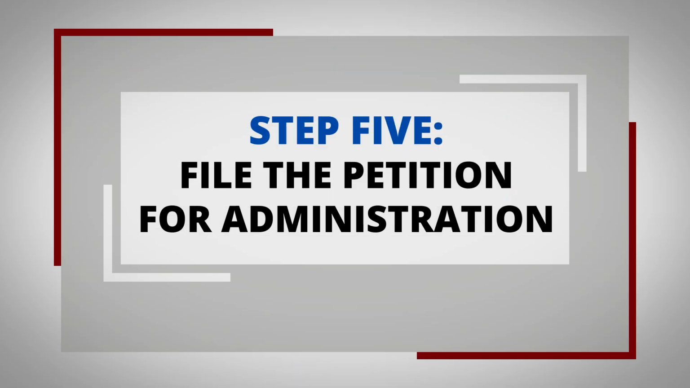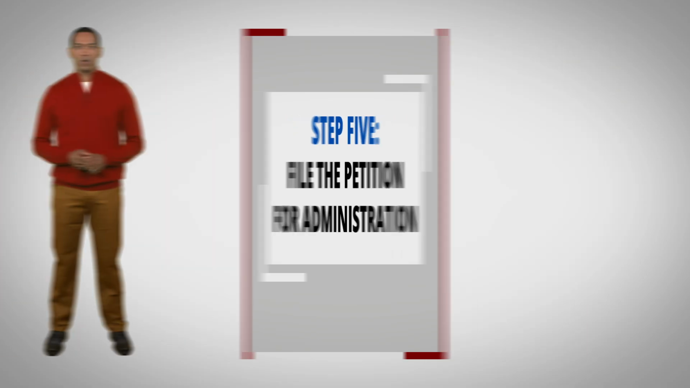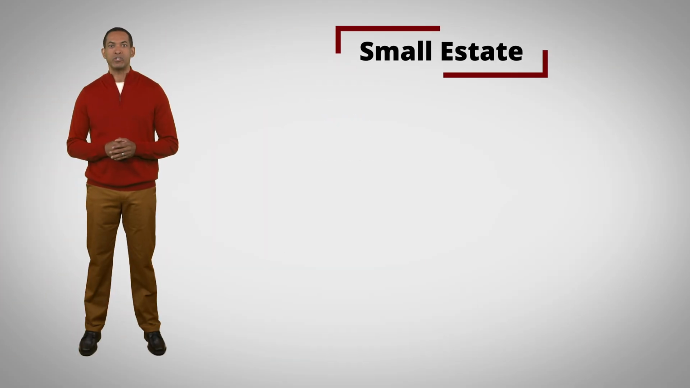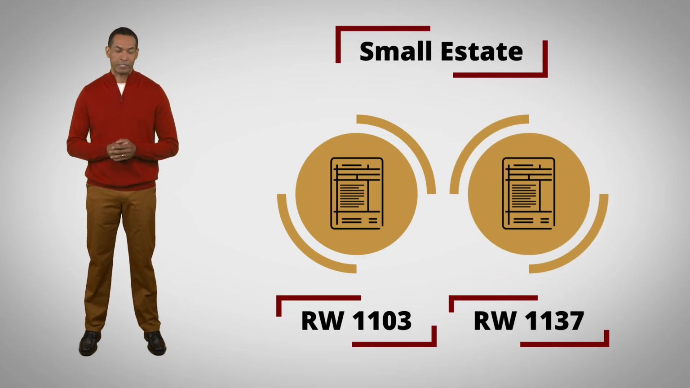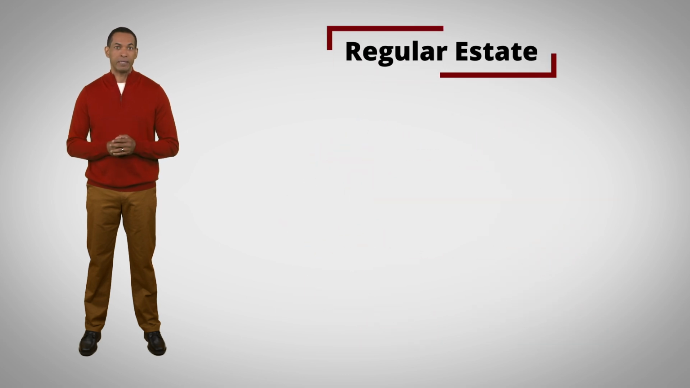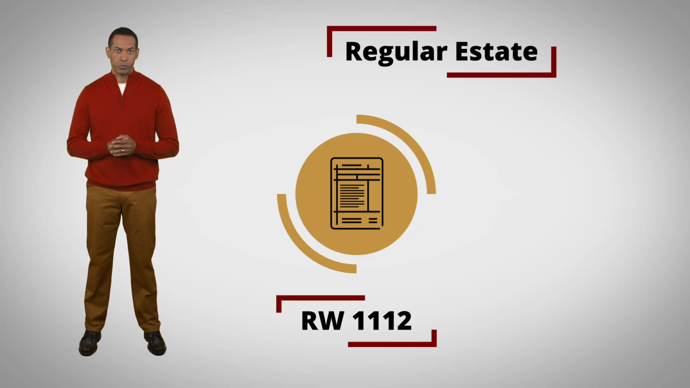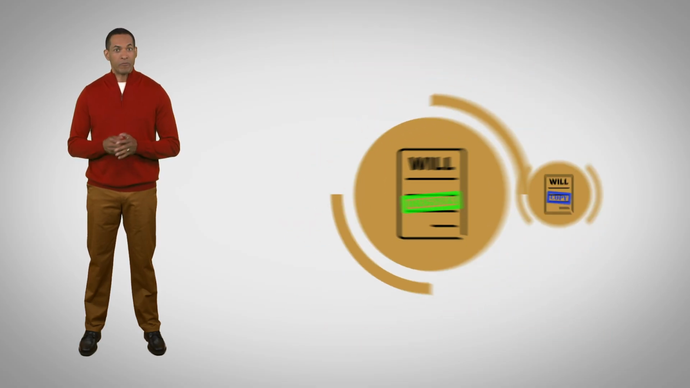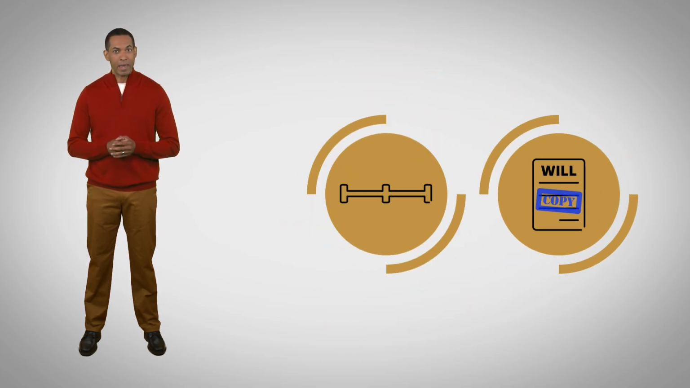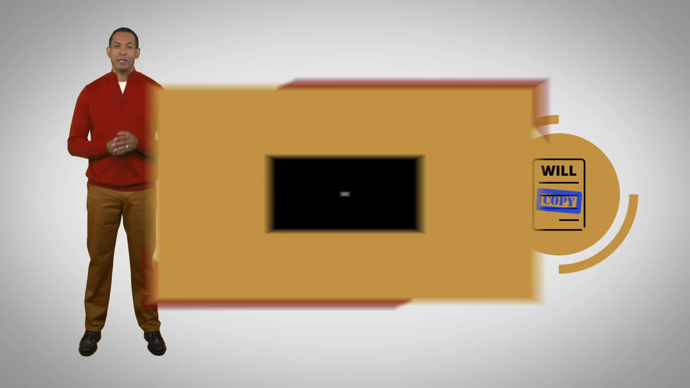File the petition for administration. For a small estate, prepare Petition for Administration Form RW1103 and Schedule B Form RW1137. For a regular estate, prepare Petition for Administration Form RW1112 and Schedule A Form RW1136. Include the original will. If you can only find a copy of the will, you may need to take additional steps. Talk to a lawyer for legal advice about the will.